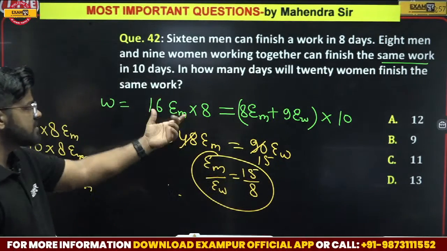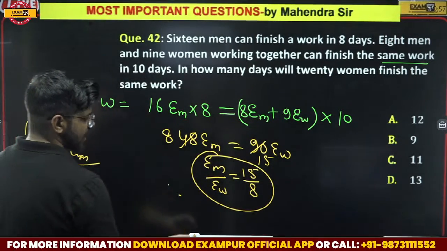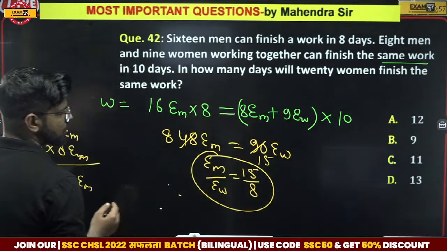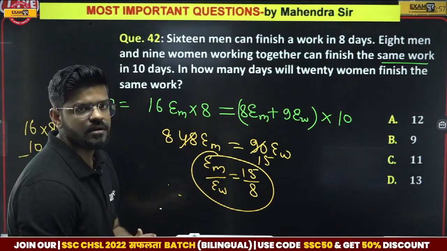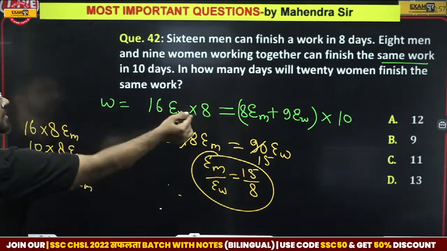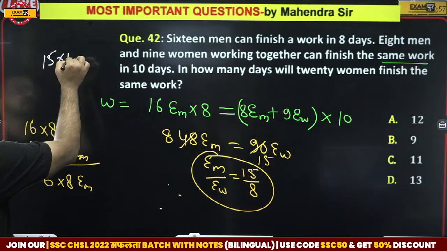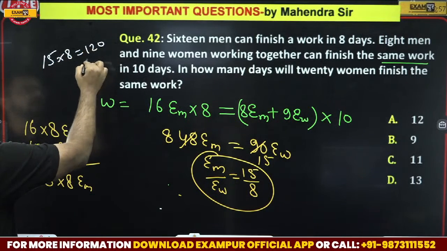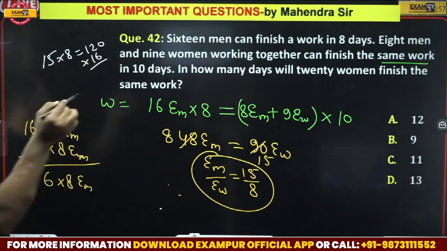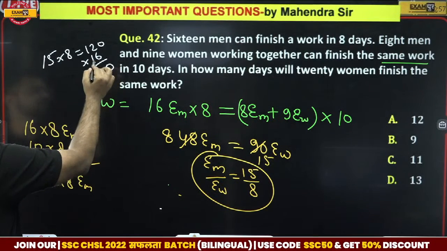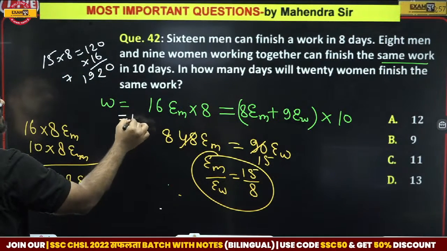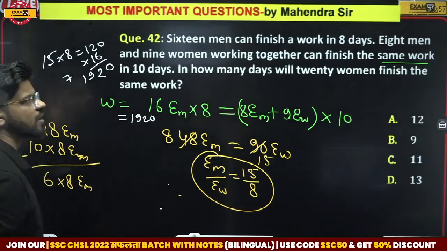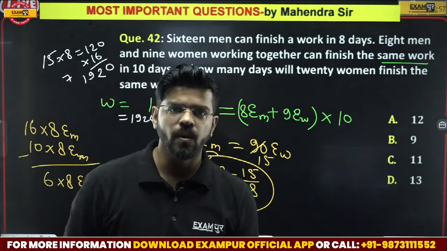Now put the efficiency here and you will get the work. So I am putting 15 into 16 times 8. 15 into 8 is nothing but 120. And multiplying 16 and 120 is very easy. 12 6s are 72, we get 7 carry and 192. So 1920 is my work.